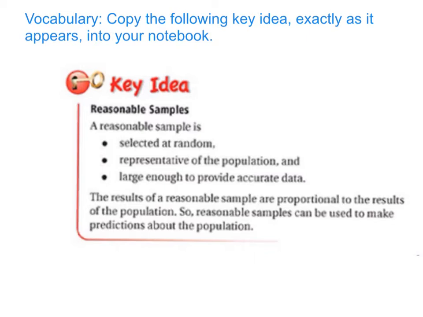A reasonable sample is selected at random, representative of the population, and large enough to provide accurate data. The results of a reasonable sample are proportional to the results of the population, so reasonable samples can be used to make predictions about the population.